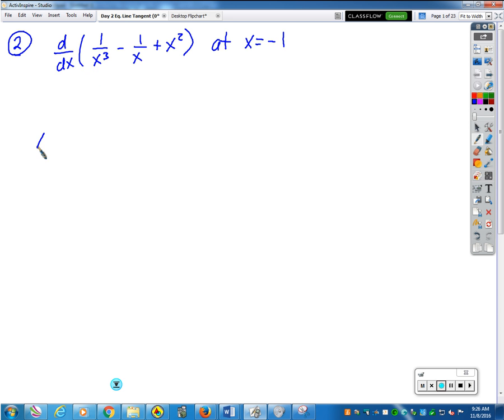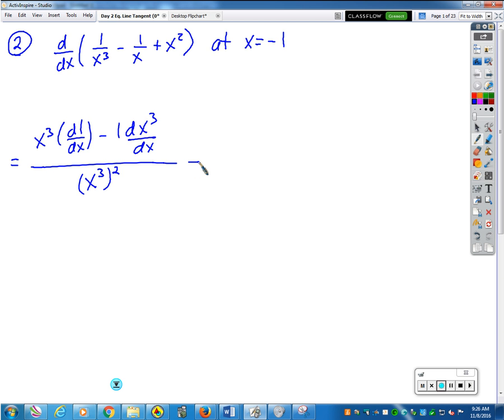So you say bottom, derivative of the top, top times derivative of the bottom, all divided by bottom squared minus, and here's a place where errors will occur for sure. Now be very careful when you subtract to make sure that what you're subtracting is considered as a whole.